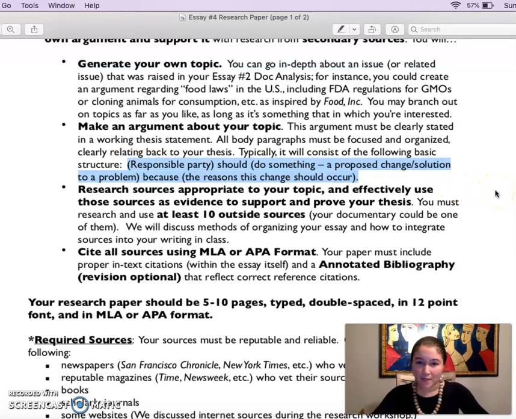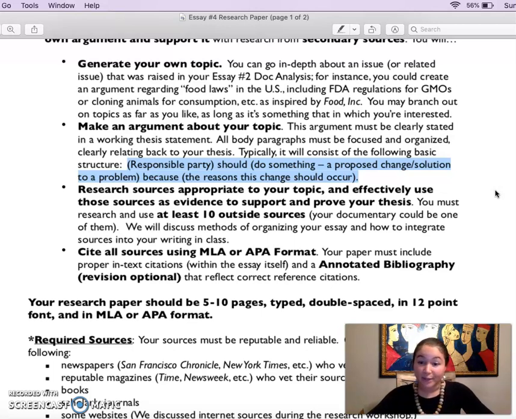It should read as follows: the responsible party, so the party that can actually enact the change that you're calling for, should, and then do something. This is the change that you're proposing, or the solution to a problem that you're proposing. Because, and then the reasons. Okay, so remember what we discussed when we talked about the Toulmin model, and we talked about claim, we talked about grounds, right? That's what that is.